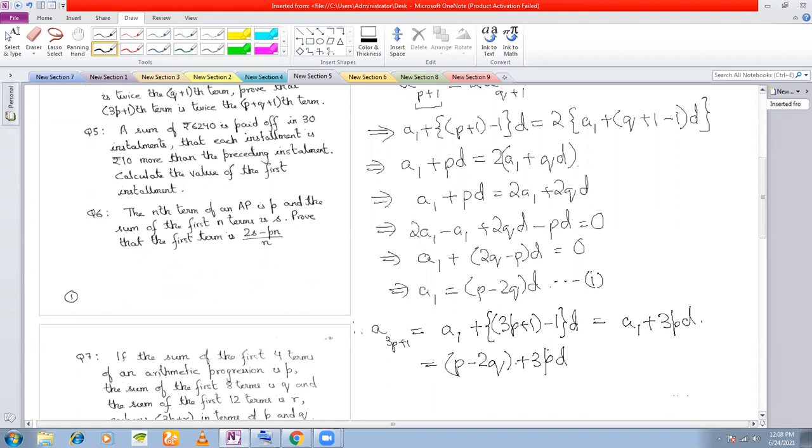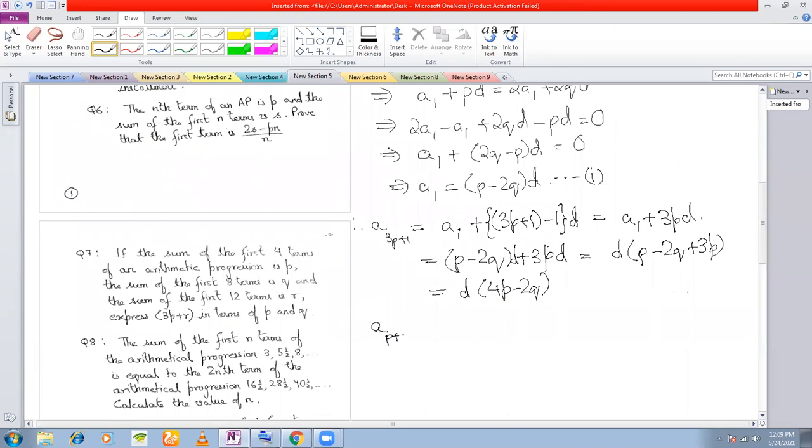This is (P minus Q) into D. Now you can take D common to get (P minus 2Q plus 3P). So what are you getting? You are getting D into (4P minus 2Q). So 3P plus 1th term you have got. Now what do we want? We want the P plus Q plus 1th term, right? So let us find out the P plus Q plus 1th term.